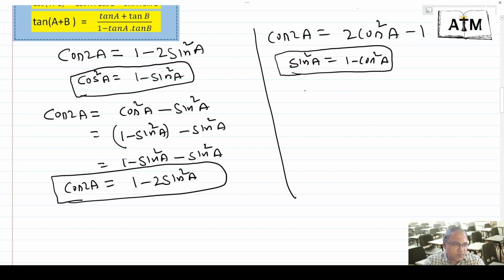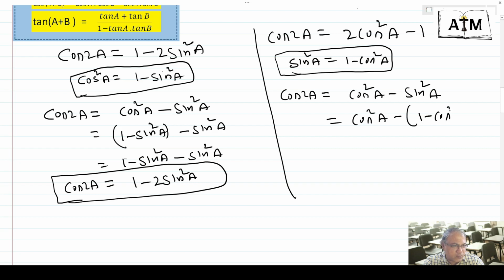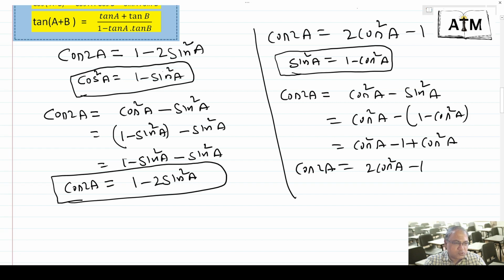Now we prove the second modified formula as well. So we have cos 2a equals 2 cos square a minus 1. Let us prove it now. For that again I am going to use the basic formula. What is the basic formula? Cos square a minus sin square a. Now in place of sin square a, I can write 1 minus cos square a. Now opening the bracket, cos square a plus cos square a, 2 cos square a minus 1 as it is. So cos 2a equals 2 cos square a minus 1.